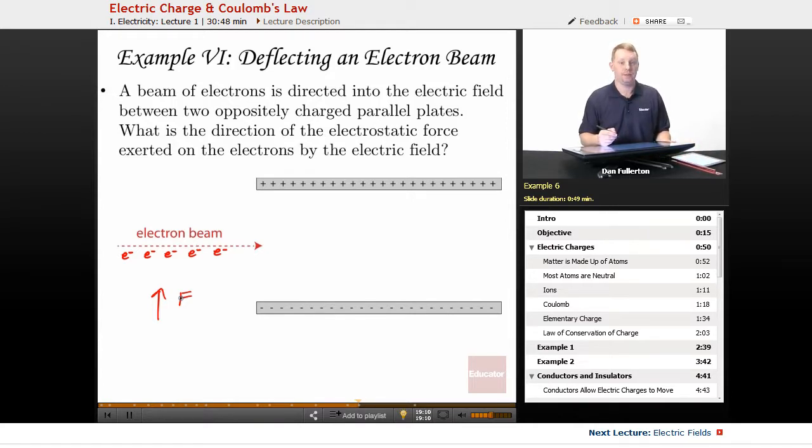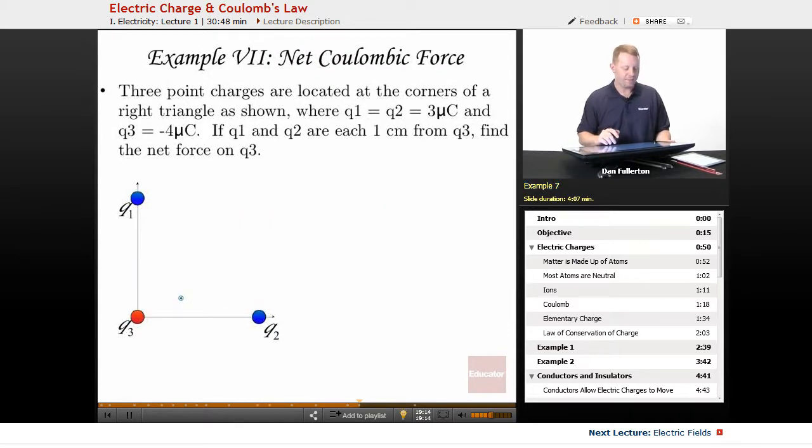Let's see if we can't put this together into a slightly more involved problem. We have 3 point charges located at the corners of a right triangle as shown, where Q1 and Q2 are both 3 microcoulombs, 3 times 10 to the minus 6 coulombs, and Q3 is minus 4 microcoulombs. If Q1 and Q2 are each 1 centimeter from Q3, find the net force on Q3. All right, well, let's start by looking at the force of 1 on 3.